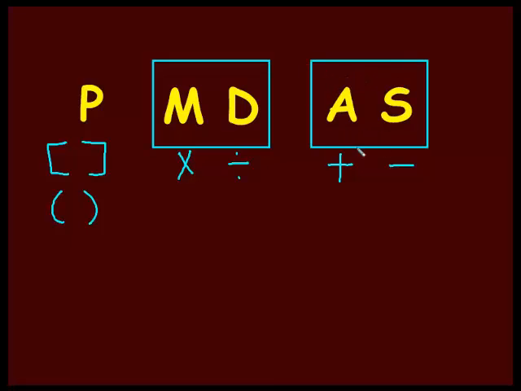Same thing. They are of equal importance to each other, so if subtraction comes first, I subtract first. But I will never add or subtract before I multiply or divide, because multiplying and dividing come before adding and subtracting in the order of operations.